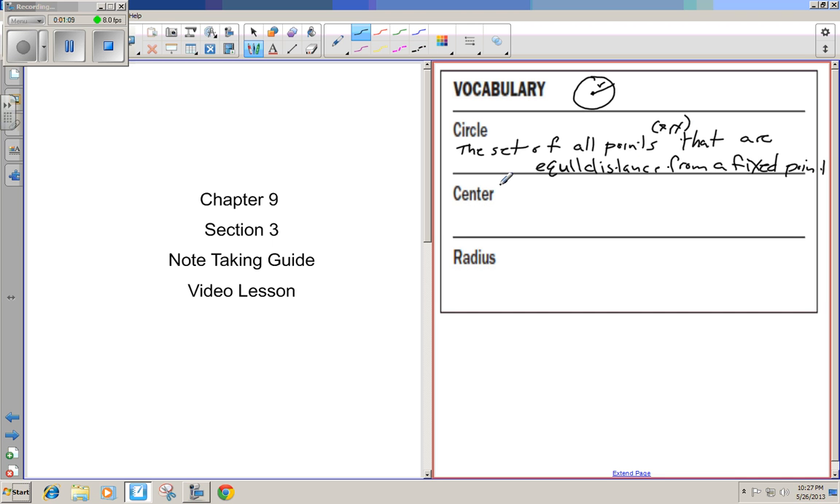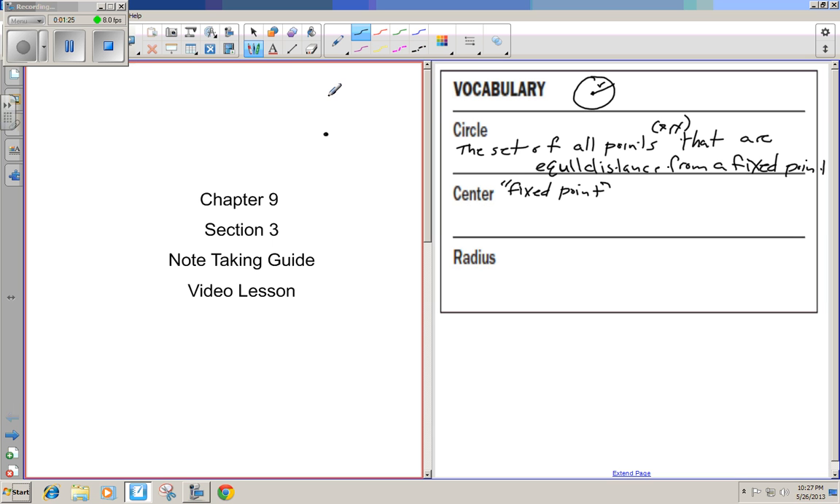That fixed point is the center. So basically the center is the fixed point in which all sets are, and that makes sense. Here's a center, here's a point here. And if I started drawing all of these dotted lines and I just kept drawing dashed points, pretty soon they would all connect and you'd end up with a circle going around the center.